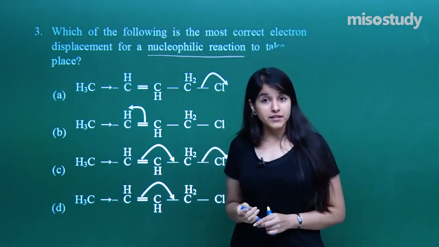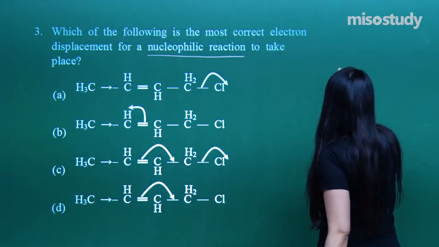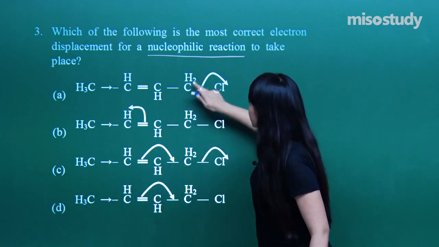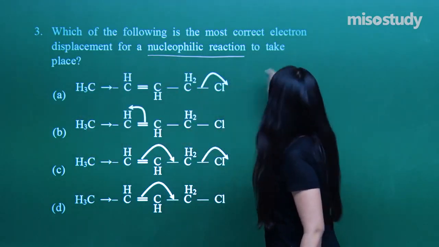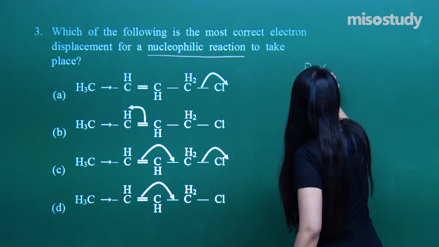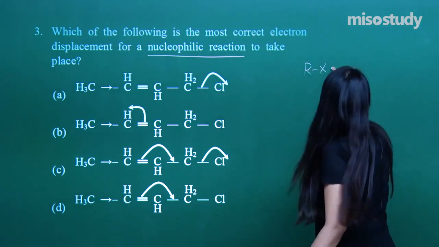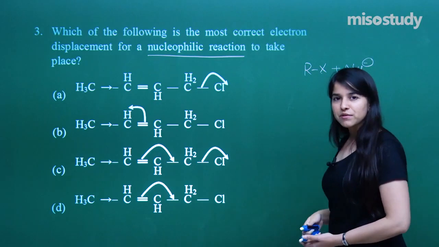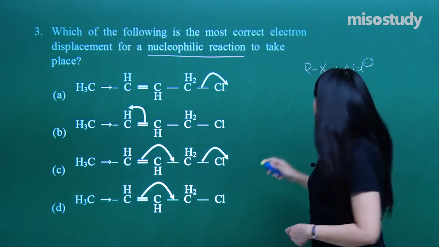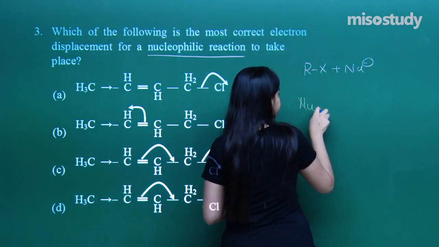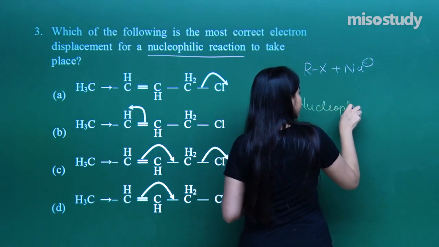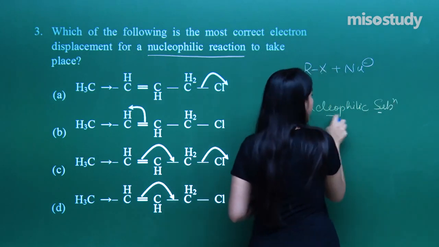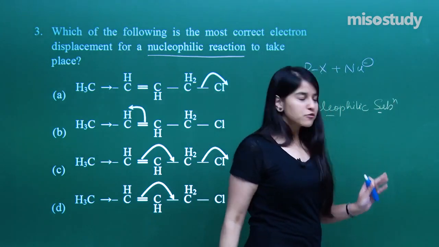So basically what is happening in the nucleophilic reaction: let's say I consider this whole group as R. I have RX, where X stands for nothing but this Cl. If I have a nucleophile, what kind of reaction will that be? It is a nucleophilic substitution reaction. So we all have got an idea about it.